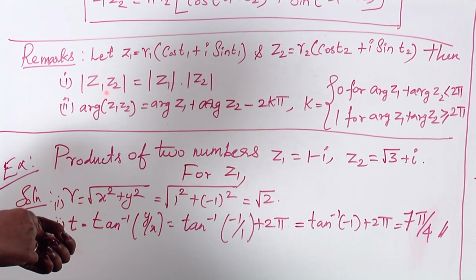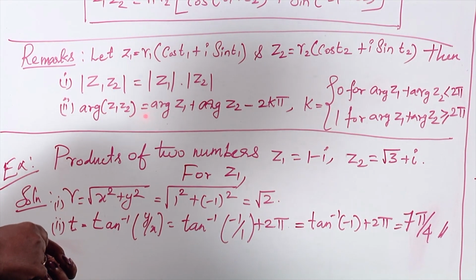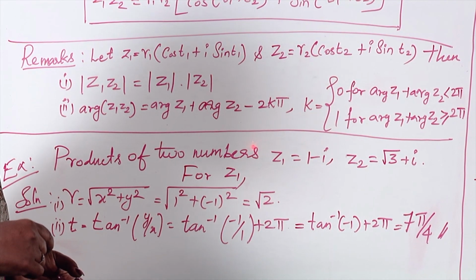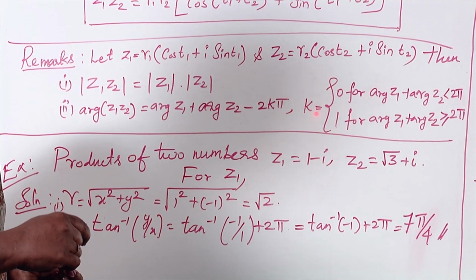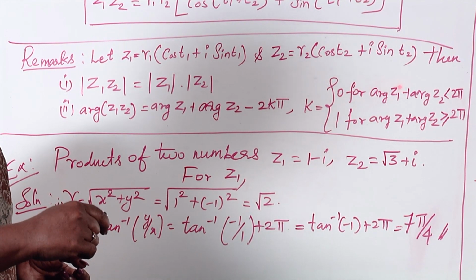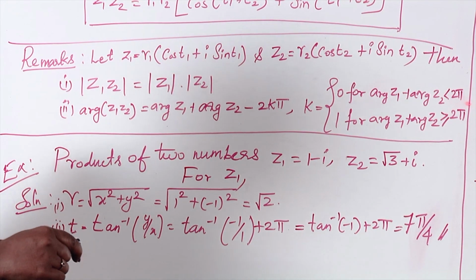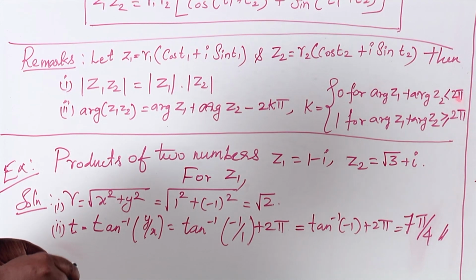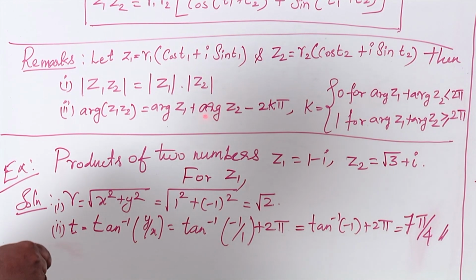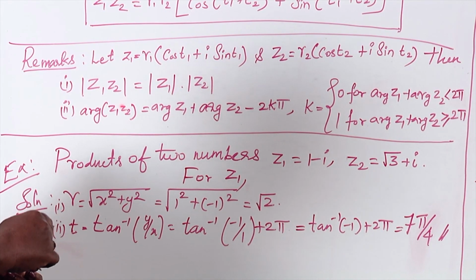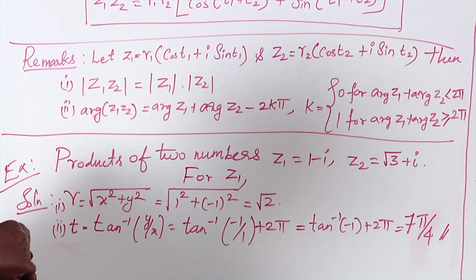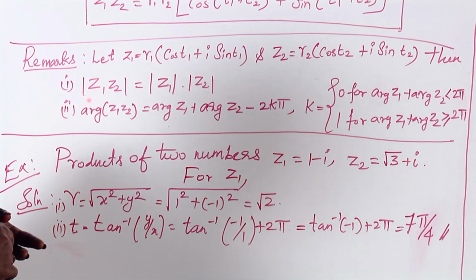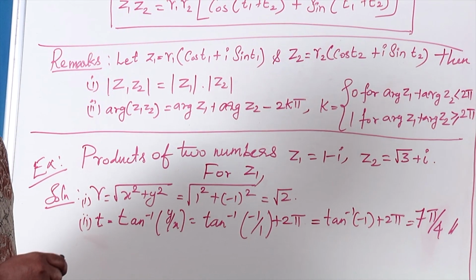There is equality here, and also argument Z1 Z2 is equal to argument of Z1 plus argument Z2 minus 2k pi. This angle appears here due to k. It is 0 for argument Z1 plus argument Z2 less than 2 pi, and it is 1 for argument Z1 plus argument Z2 greater than or equal to 2 pi. So, depending on the position, you can assign the value 0 or 1 for k. This is how we find the argument of the product of two complex numbers. Now, we shall see an example.